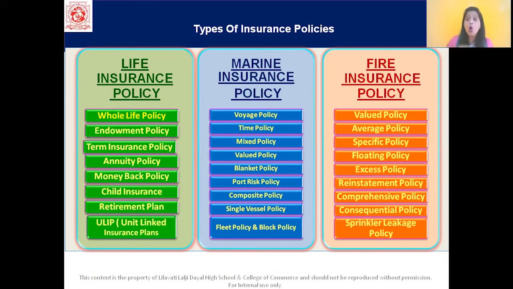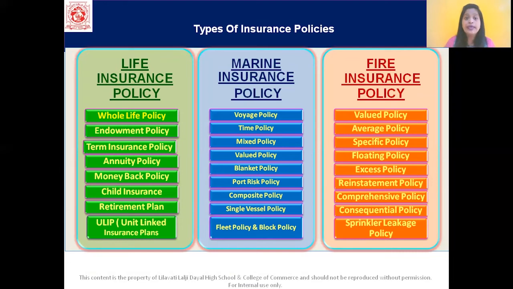First one, whole life policy. Students, the whole life of a person is insured. The insured cannot receive money from the insurance company while he is alive. It is given to the nominee in case of the death of the person. Next one is endowment policy. Here insurance is taken for a specific period, and the sum assured along with the bonus is given on the death of the insured to the dependents.